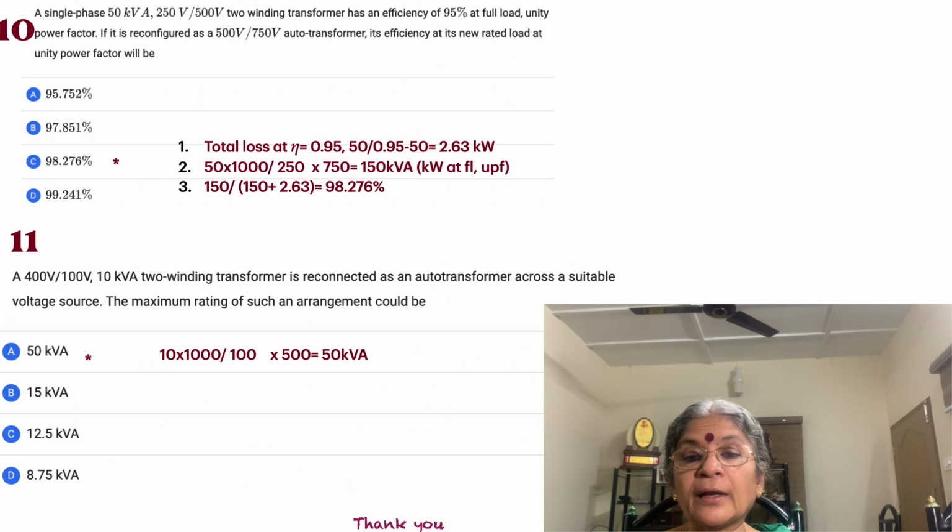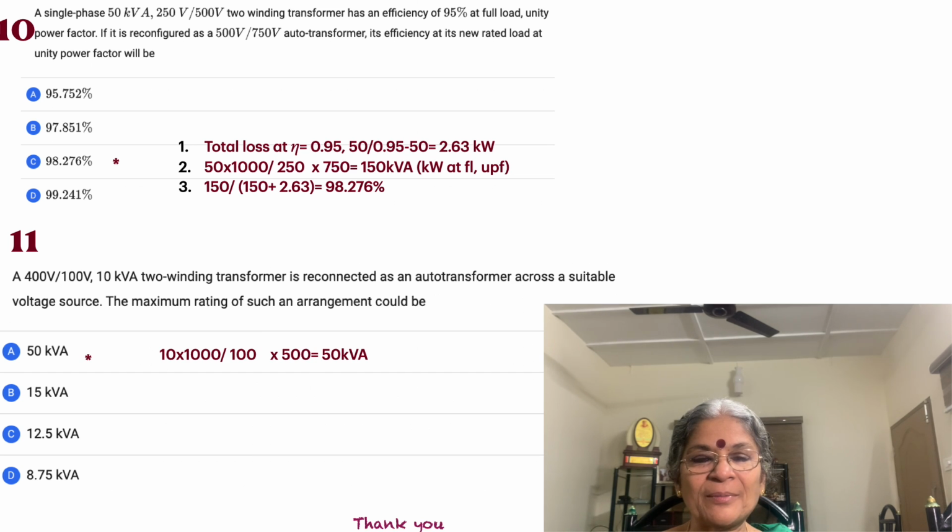Now we have 150 output divided by 150 plus the loss 2.63. That doesn't change, because the copper loss and the iron loss happen to be the same. So that gives us a very huge efficiency. This is the marked difference that we have when we use the auto transformer. The efficiency increases from 95% to 98.27%. I suppose this is clear.